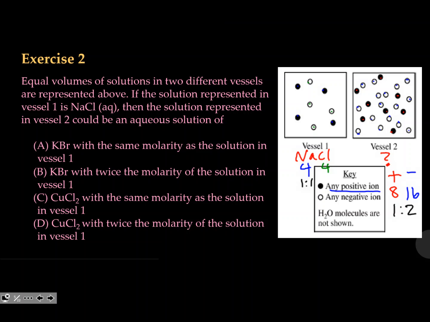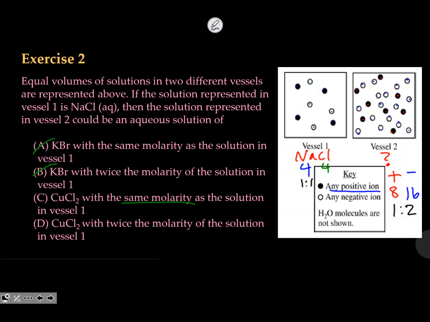Because in the formula unit, it has to be what? 1 to 2, right? So we get rid of A and B. Get rid of A and B. Because KBr is just 1 to 1, so that would not be able to produce a ratio of 1 to 2. Now we have to think about the differences in these.